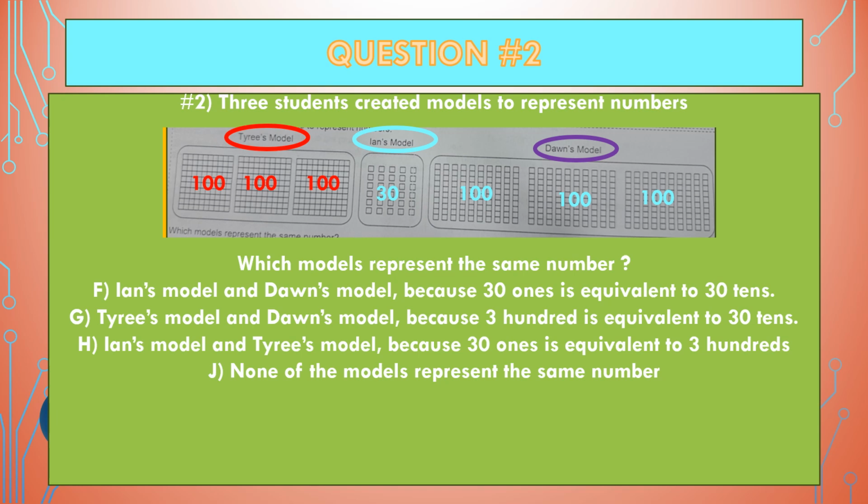Now, just by looking at my models, I noticed that Tyree's model and Dawn's model are equal to the same amount. And the only answer choice that says that is G. But I want to make sure they're saying the correct thing. So I reread G, and it says Tyree's model and Dawn's model, because 300 is equivalent to 30 tens. Well, that's absolutely correct. 300 is equivalent, or equal, to 30 tens, because there are 30 tens in Dawn's model.